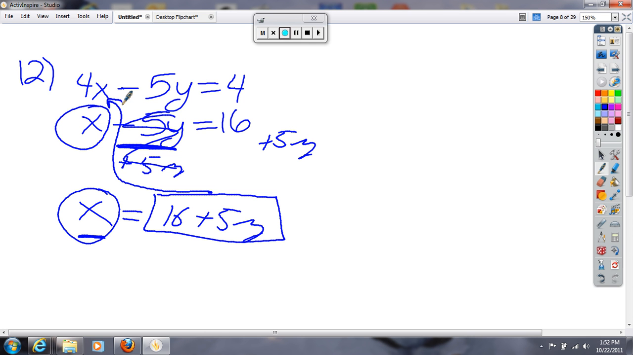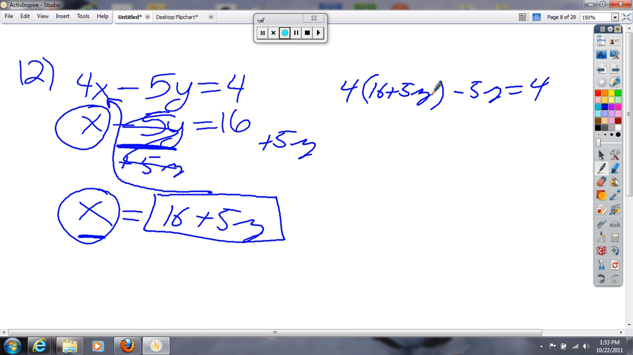So now I'm rewriting the top equation. It is 4 times x, but x is a parenthesis. And then it's minus 5y is equal to 4. Exactly the same, but the y is gone with a parenthesis, and in the parenthesis, the x is what's in the box, 16 plus 5y.